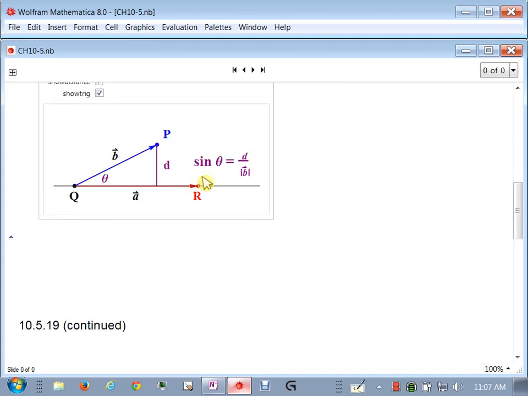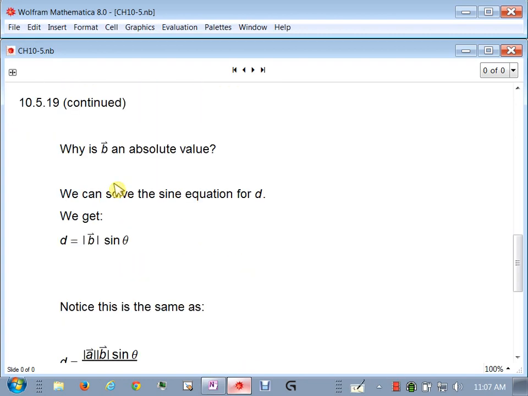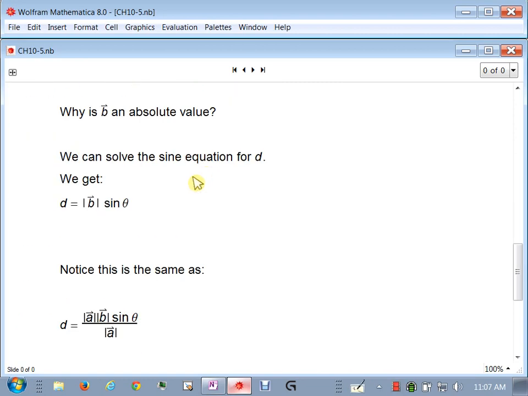Now, what does theta have to do with anything here? Because we want to know the distance, right? So what does theta have to do with this? Well, this is a very clever thing. Taking this formula and multiplying both sides by the magnitude of B, we get an equation for our distance, don't we? Our distance is the magnitude of B times sine of the angle.